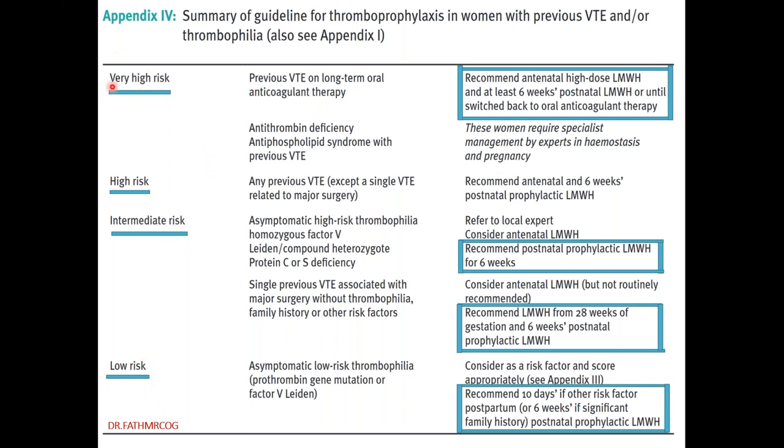So the patient who scored very high risk, more than 4 antenatally, with previous VTE on long-term oral anticoagulant therapy, we recommend giving her a high dose of low molecular weight heparin antenatally and at least 6 weeks postnatally, or until switched back to the oral anticoagulant therapy, because most of these are on long-term oral anticoagulation.